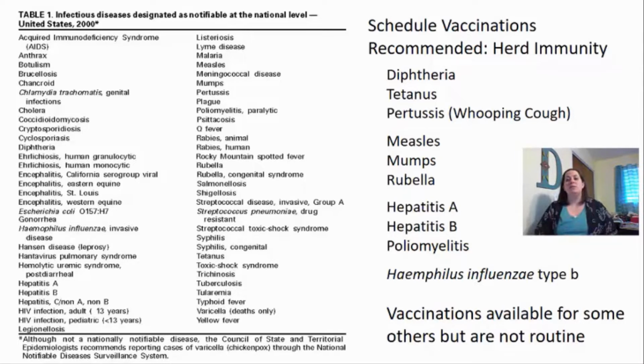So we see here there's some scheduled vaccinations listed. There's diphtheria, tetanus, pertussis, which is whooping cough, measles, mumps, rubella, hepatitis A, hepatitis B, polio, and then of course Haemophilus influenza type B is also another example. These vaccinations are available for some others, but are not necessarily routine. So there are vaccinations available for some of these others on the list, but they're not necessarily routine unless you have come in contact with it, or there's a chance you might come in contact with it, where it's not maybe an issue in the United States, but if you were going to go visit another country, they may want you to be vaccinated for it.